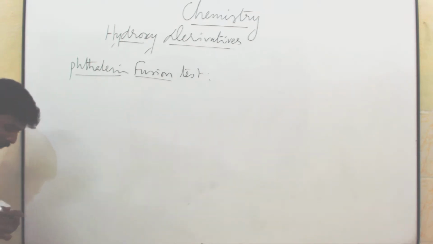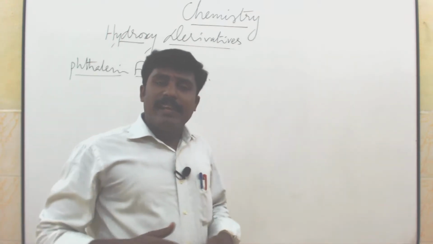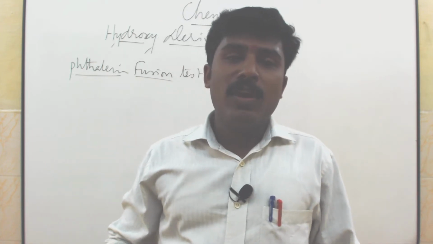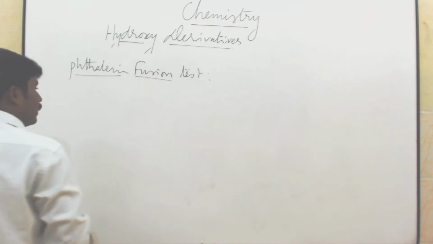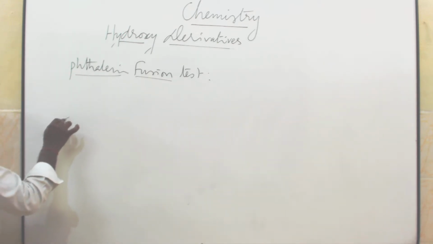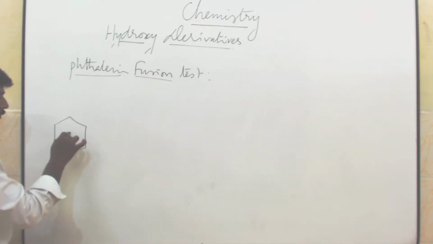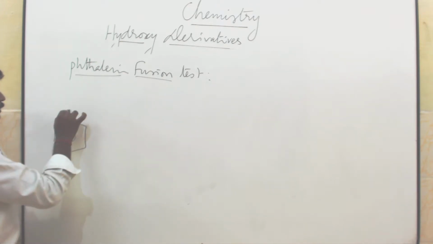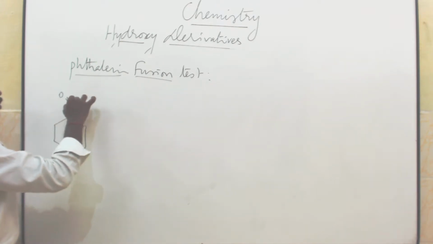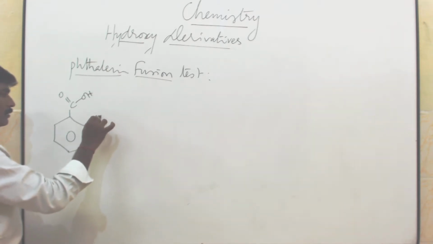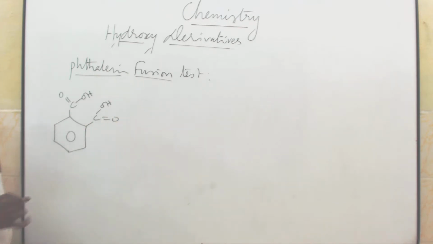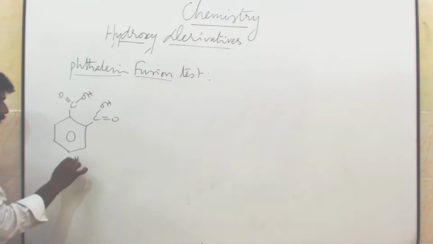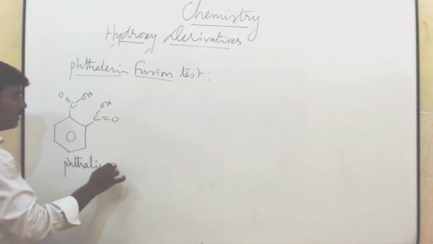Phthalein fusion test. In this reaction, the initial reactant is phthalic anhydride. So first we will see how to prepare phthalic anhydride from phthalic acid. In a benzene ring having 2 carboxylic acid groups, COOH, COOH. This is one carboxylic acid, this another carboxylic acid in adjacent carbon, that is named as phthalic acid.